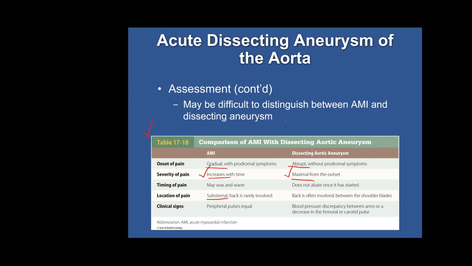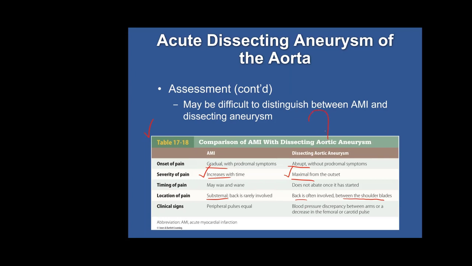Obviously the substernal crushing chest pain versus that tearing complaint between the shoulder blades is another great bit that would help you say aortic aneurysm as opposed to AMI. Depending on where the aortic aneurysm is, sometimes you can get a difference in blood pressure between the arms.